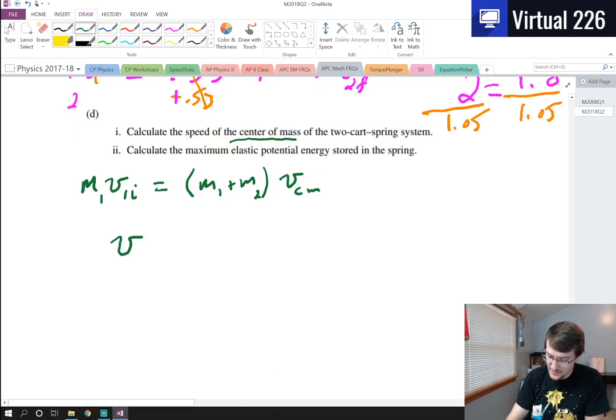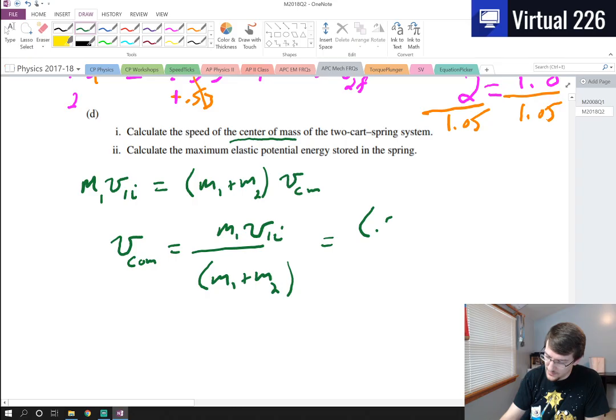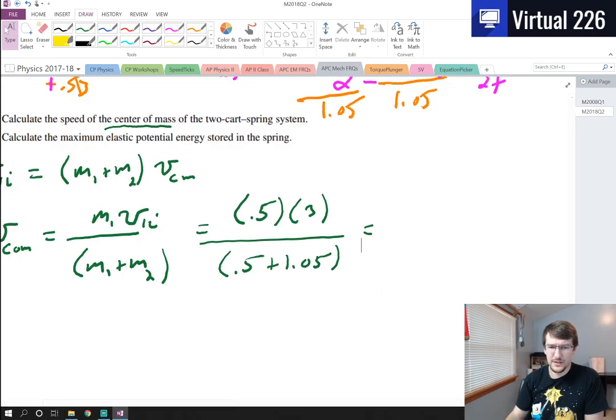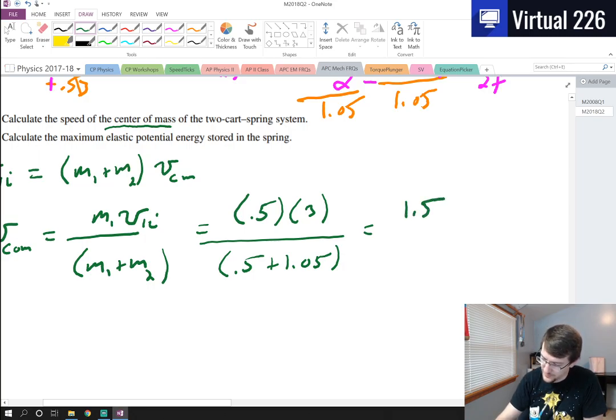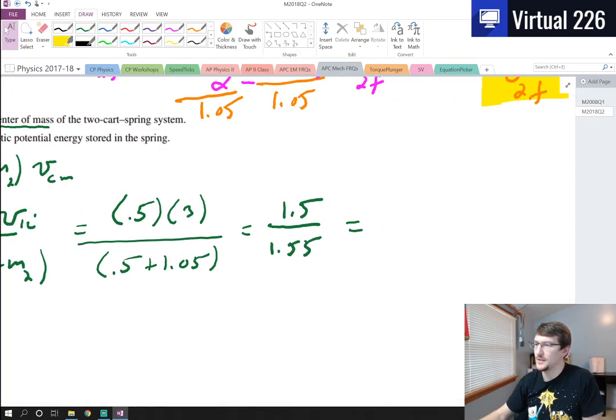So this is just a quick little thing to solve for. This gives us that the velocity of the center of mass here is just going to be M1 V1I over M1 plus M2, and that gives us half times 3 over half plus 1.05. And this gives us a quantity that's about, let's see, 1.5 divided by 1.55. So 1.5 divided by 1.55, that's a little less than 1. Let's churn that through real quick.